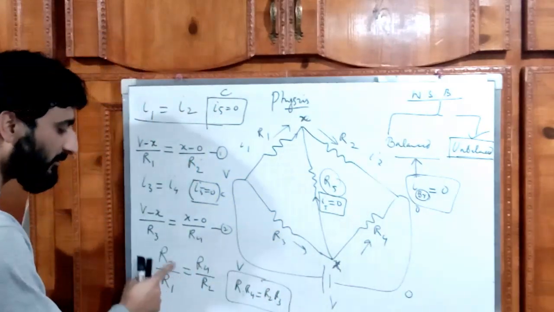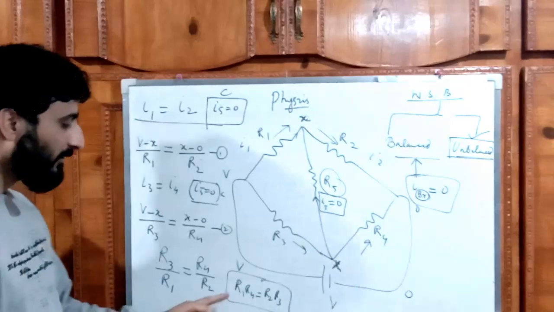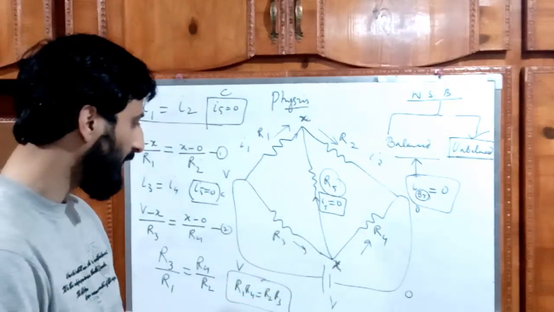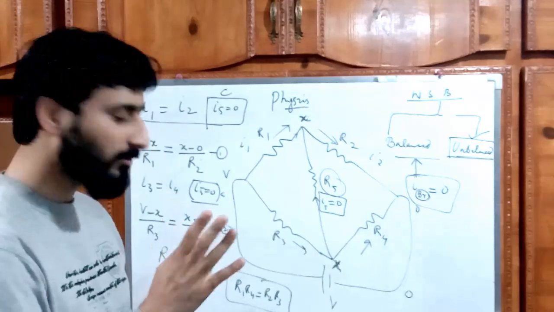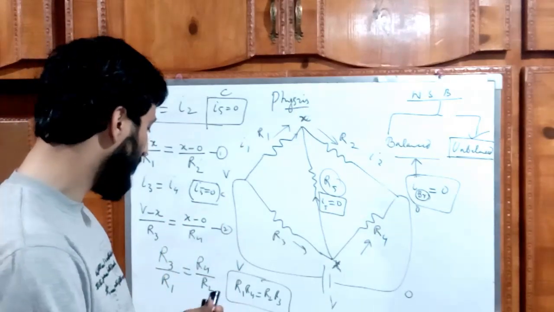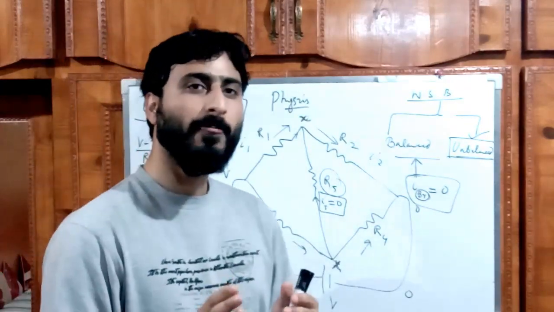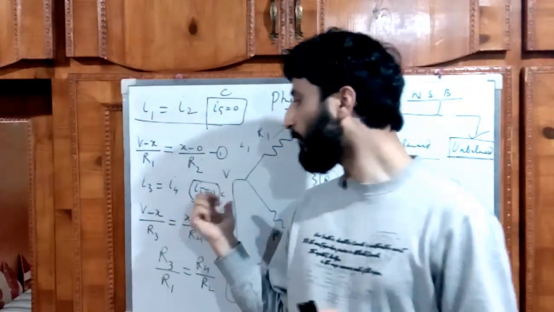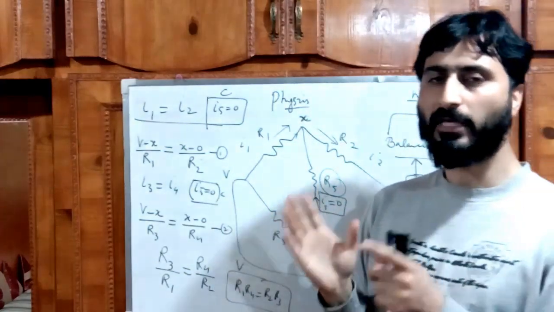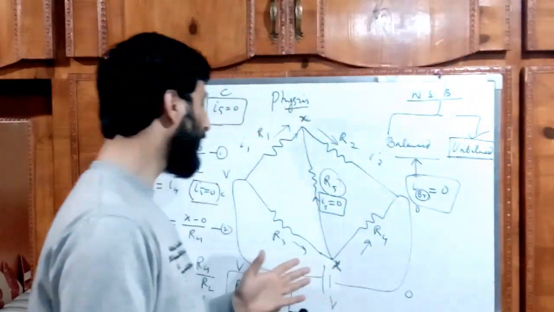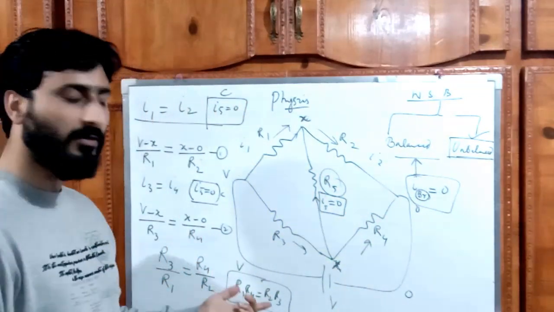This we can also write if we cross multiply it like this. R1 R4 equals R2 R3. Now I have a couple of points to share with you. Whenever we apply this formula, or whenever we have to recognize a Wheatstone bridge, you have a choice. You can use this formula or you can use this one.